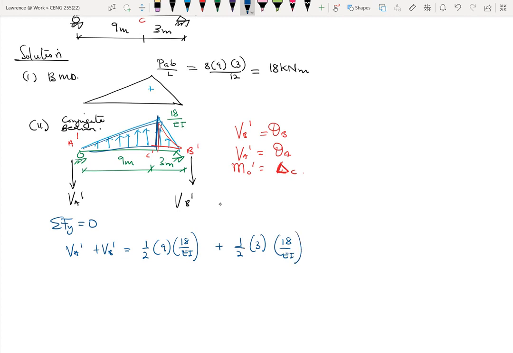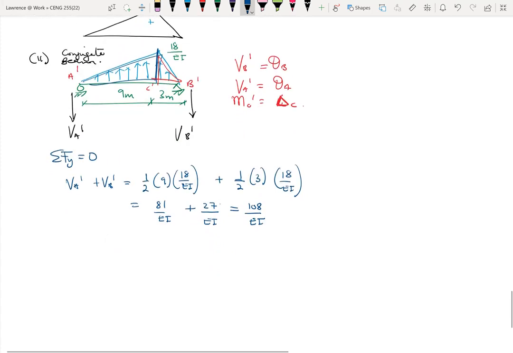If we go by this approach, I didn't compute it, so let me just do it here. 18 times 9 divided by 2 gives 81 over EI, plus 9 times 3 gives 27 over EI. That will give us 108 over EI.